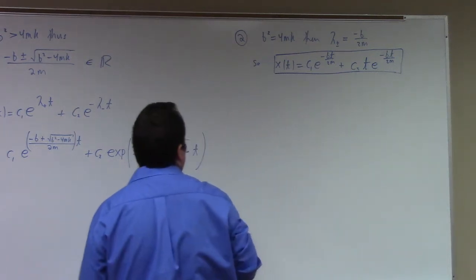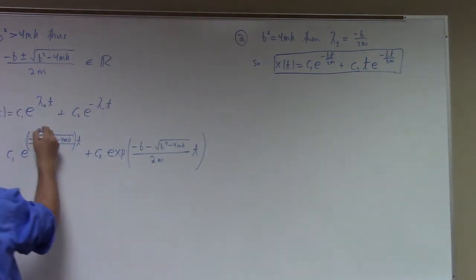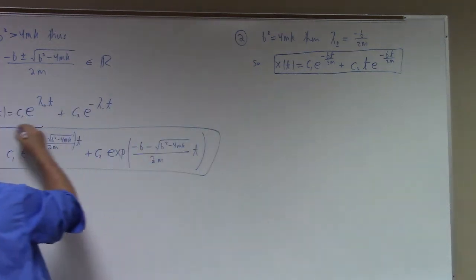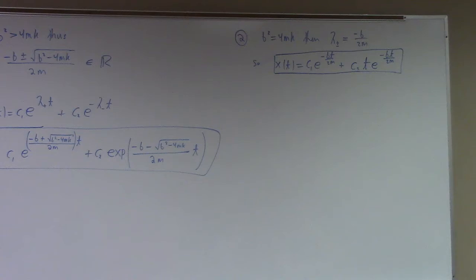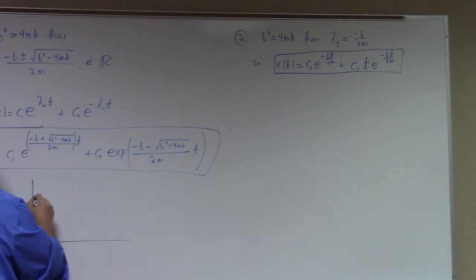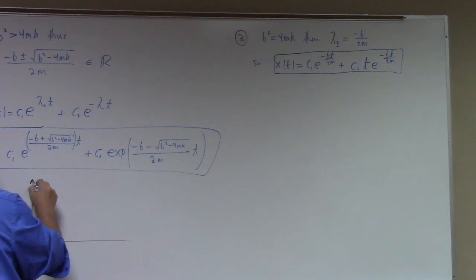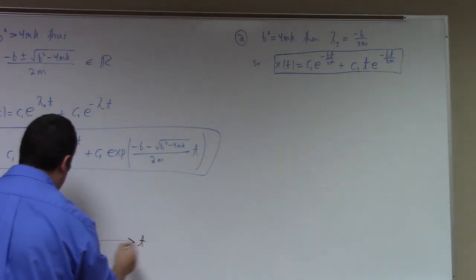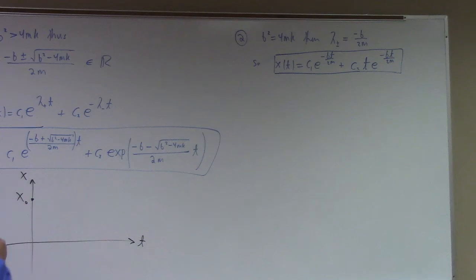All right, so that's the general solution to case 2. Then case 3. Oh, well, let's just take a second here. What does the solution look like? I start out at wherever I start out at, right? If this is x and this is t, just for the sake of picturing it, I start out at initial position x naught. How does x naught relate to C1 and C2? C1 plus C2 should be equal to x naught, right?